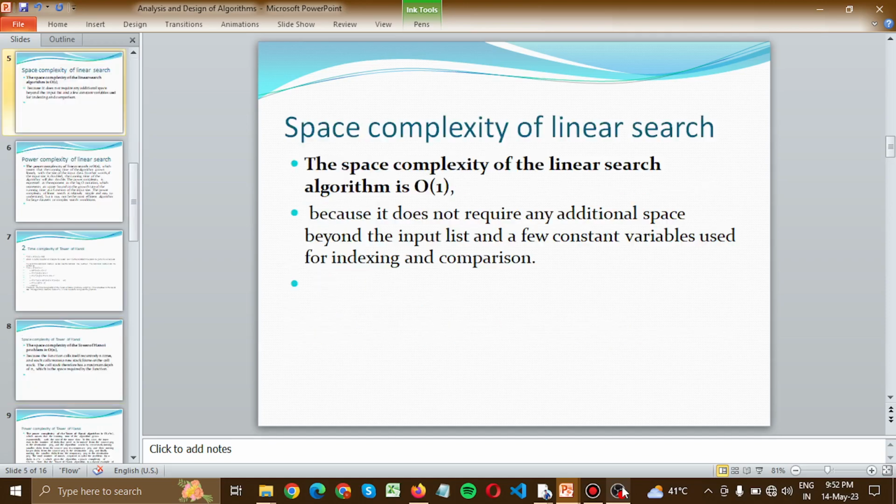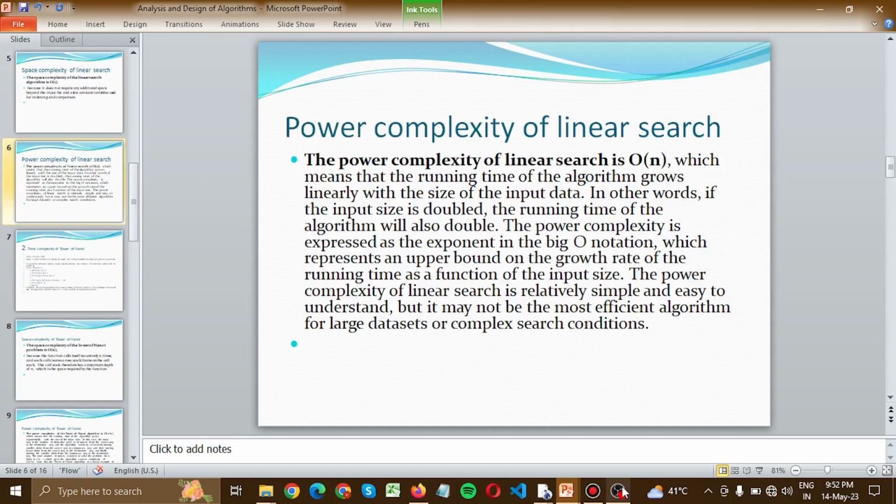Now, space complexity of linear search. The space complexity of the linear search algorithm is O(1) because it does not require any additional space beyond the input list and a few constant variables used for indexing and comparison. Now, the power complexity of linear search.